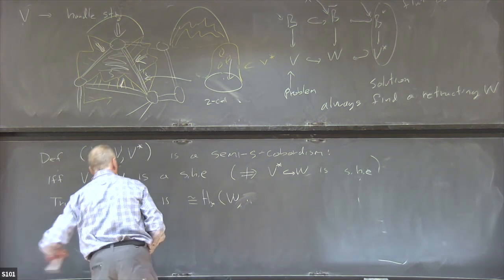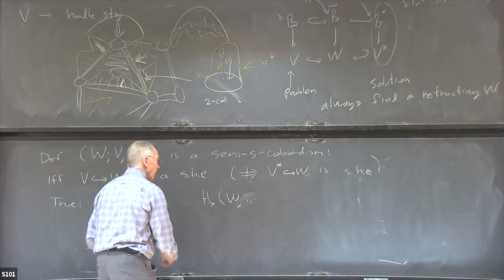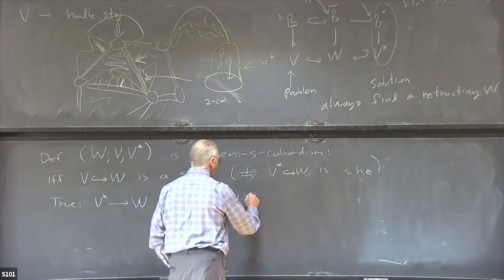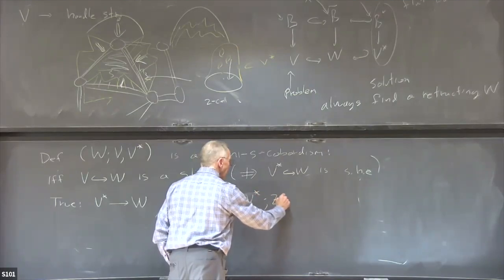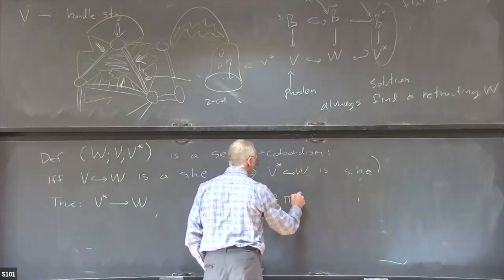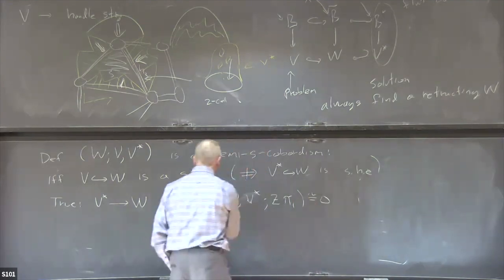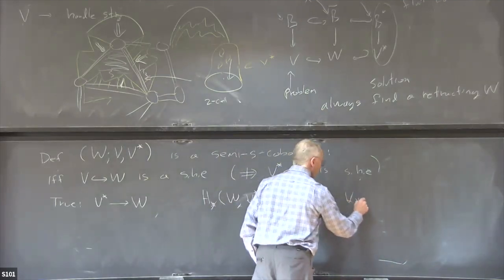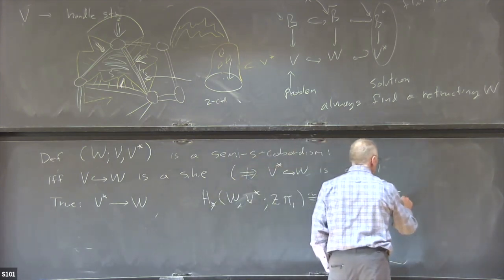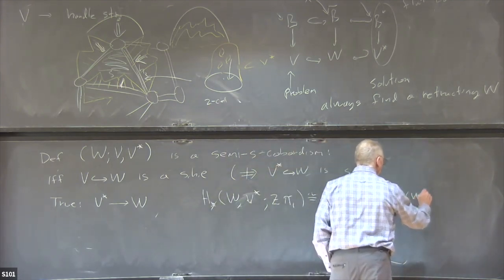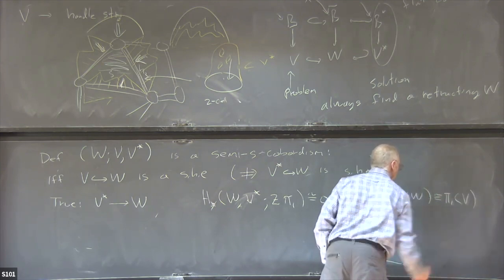Let me say it this way: this vanishes. If I take the relative homology groups with coefficients in Z pi 1, this is 0 for all star. And the pi 1 here is pi 1 of W, which is isomorphic to pi 1 of V. Of course, those are homotopy equivalent.